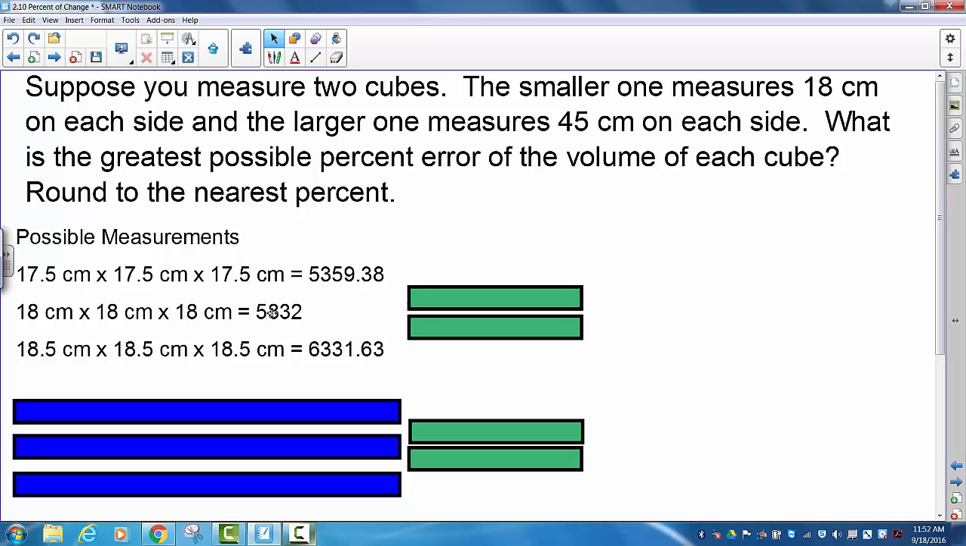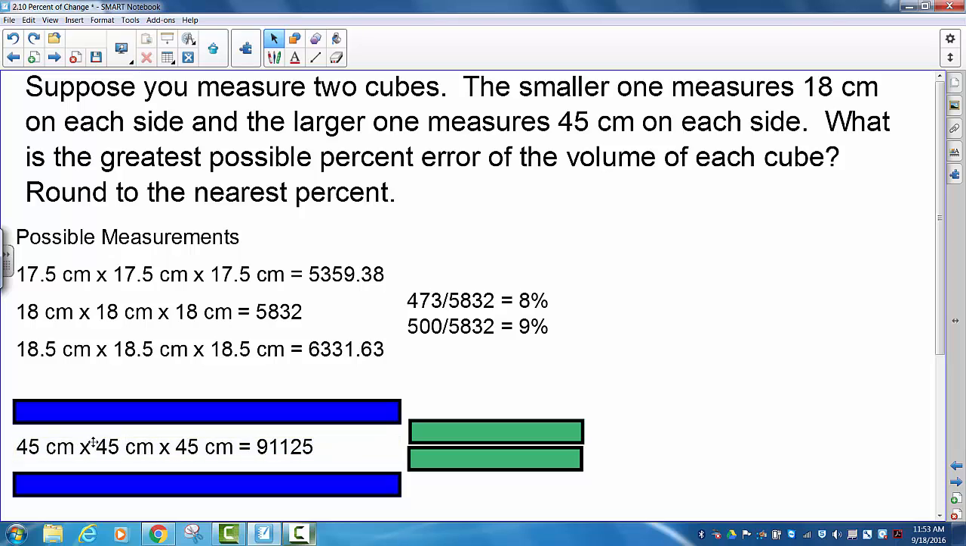Now let's find the difference. We go 5832 minus 5359.38, and we get 473, divided by the 5832, which gives us 8%. Then we do 6331.63 minus 5832, and we get 500. We divide it by the actual amount of 5832, and we get 9%. So the greatest possible error here is 9%. Now let's check the other one.